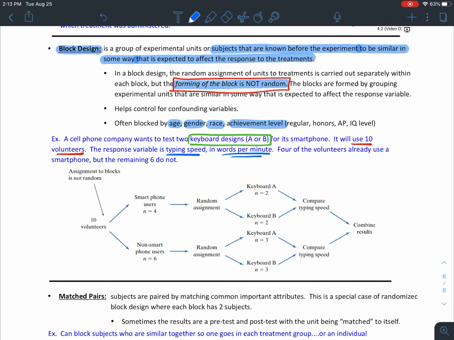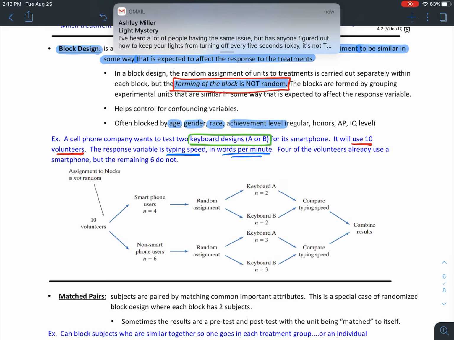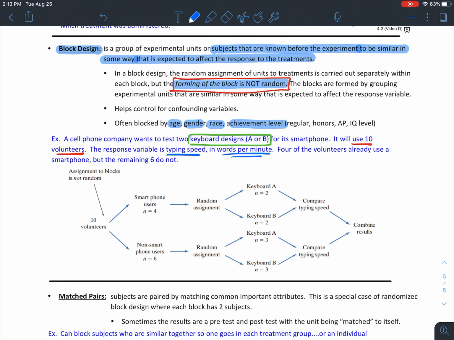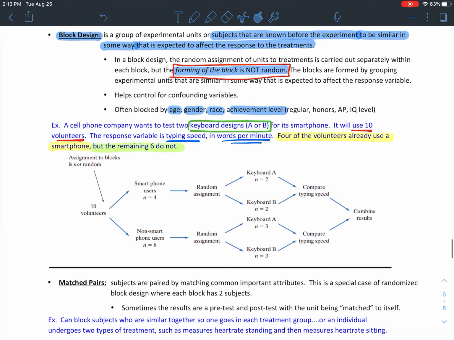Now here's the response variable. The response variable is the typing speed in words per minute. So how fast can someone type with this keyboard design? Okay, it says 4 of these 10 volunteers already use a smartphone, but the remaining 6 people don't use a smartphone at all. So they're not used to a smartphone in any stretch of the means.